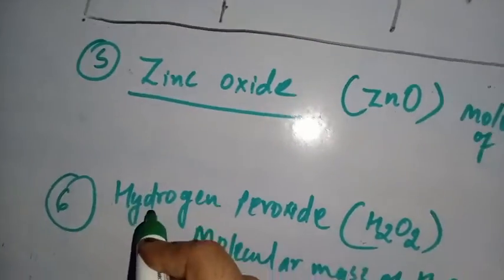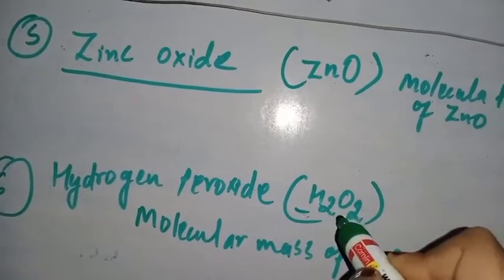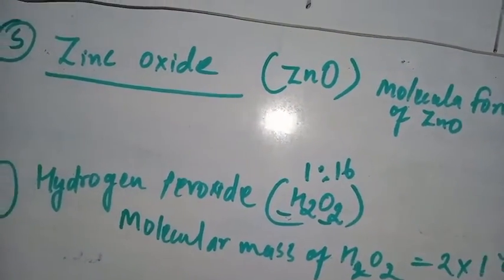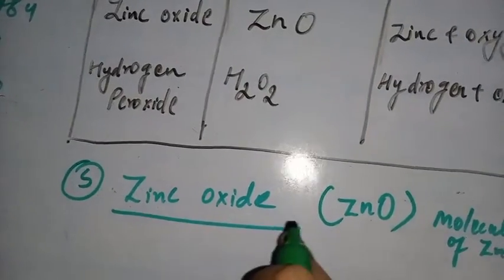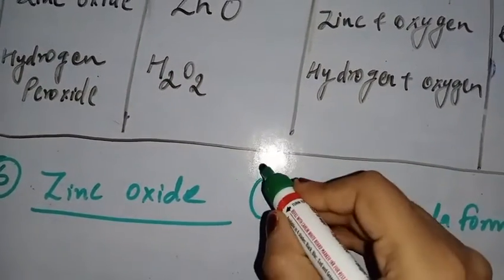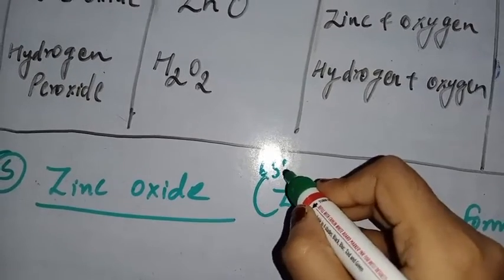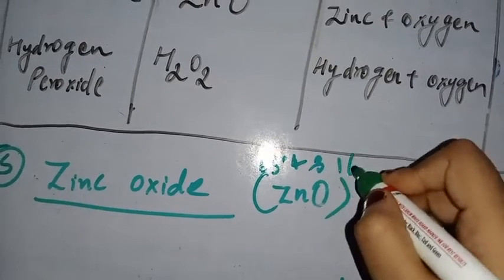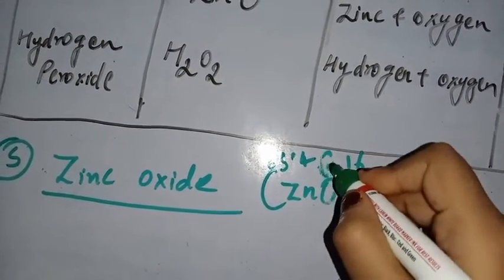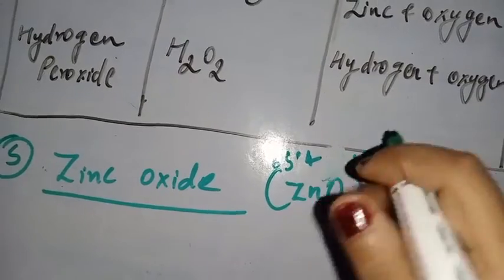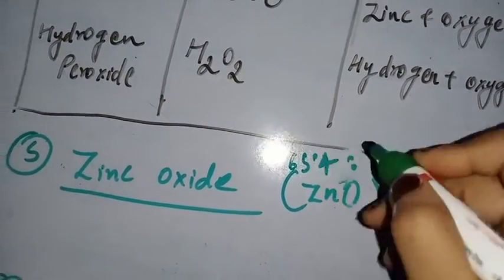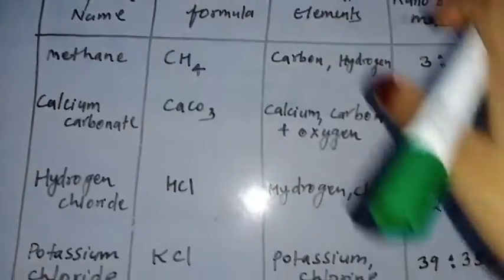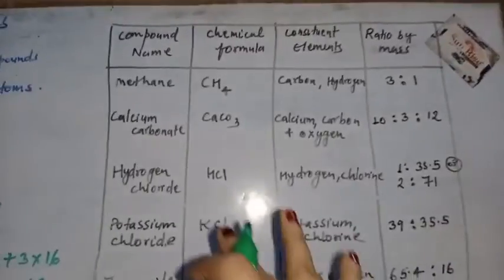So here combining atoms in hydrogen peroxide are hydrogen and oxygen, and they are in the ratio of 1:16. Combining atoms in zinc oxide are zinc and oxygen, and they are in the ratio of 65.4:16. Okay, so after doing all these things, now you can write everything in the form of the table that I gave you.